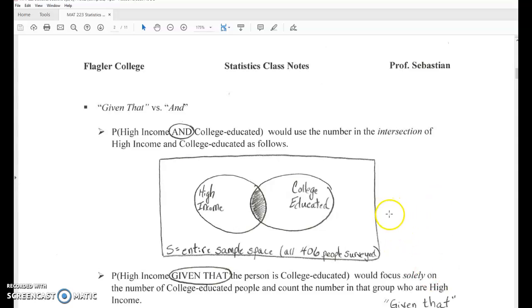And we just started section 5.2, and we're trying to understand at this point, what's the difference between given that, which is a conditional probability, versus and. We really need to understand the difference between those.